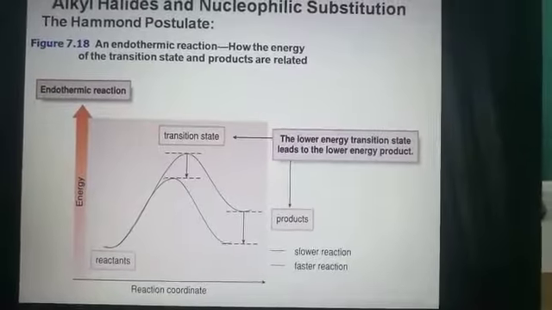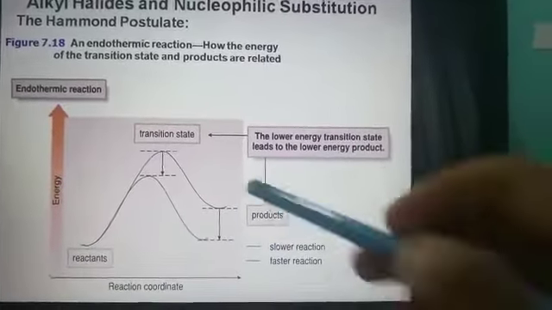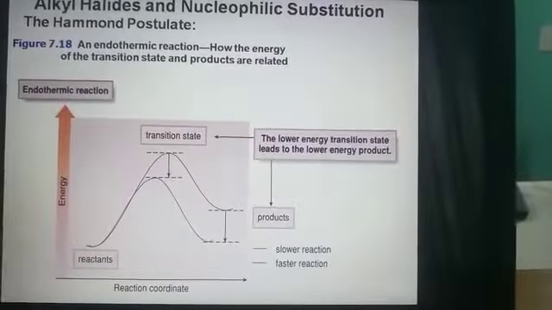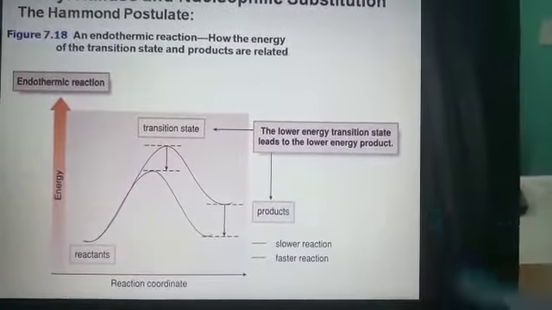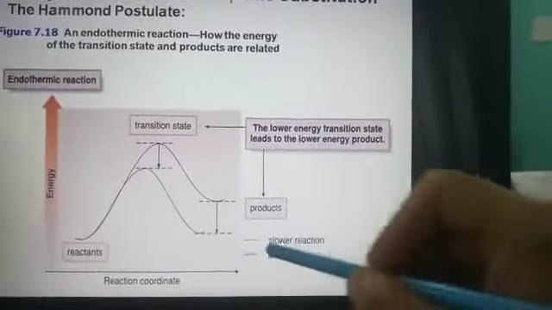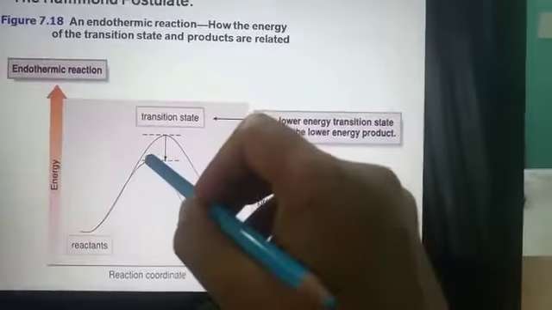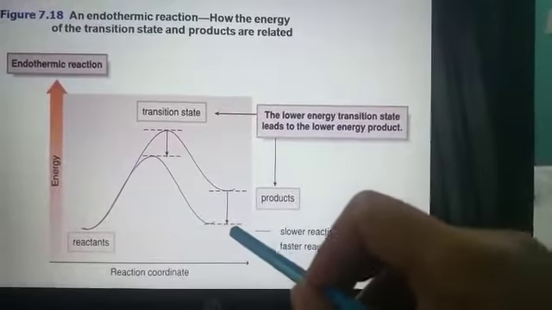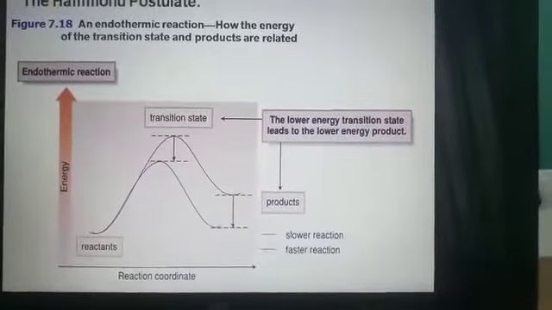Diagrammatically we can see there are two possibilities. The lower energy of the transition state leads to the lower energy product. You can see this activation energy is lower, so it will give the faster reaction.